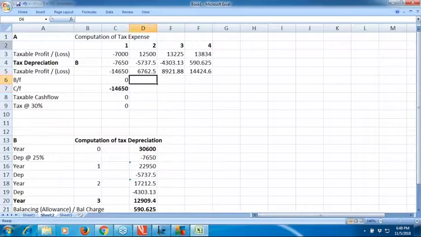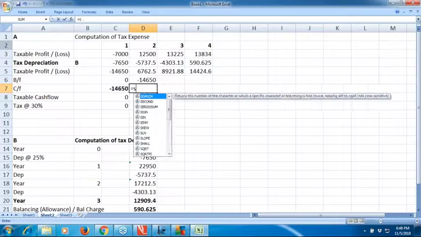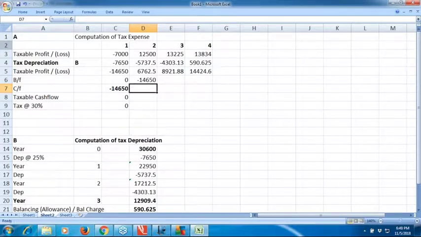Now, what is going to happen in the next year? The next year, we will actually have a brought forward loss. And what is that brought forward loss going to be? So the brought forward loss is going to be this 14,650. So we are actually going to figure out how much is going to be the carry forward loss. The carry forward loss is going to be this plus this. The carry forward loss is 7887. The taxable cash flow is again going to be zero, and we would have a tax of zero.